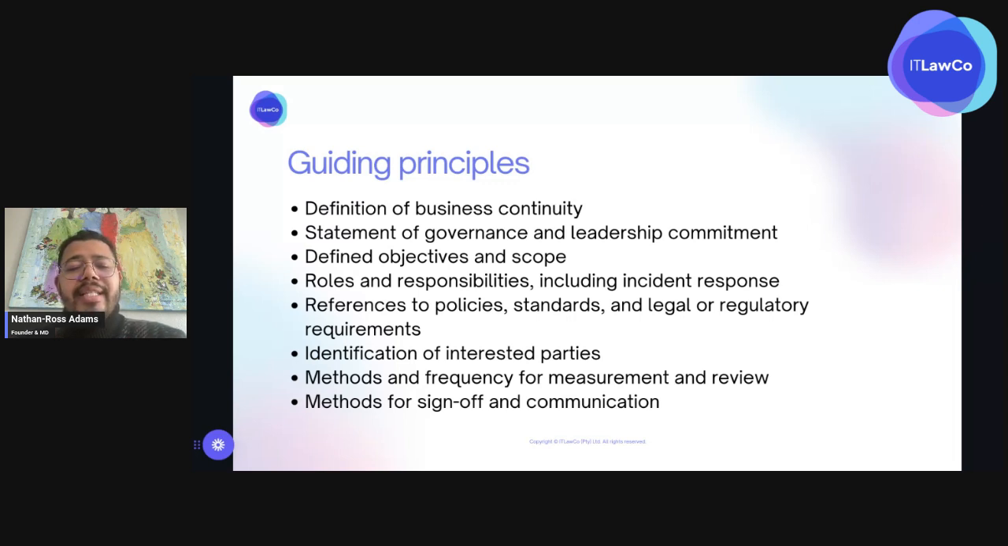Then there are often related policy standards and legal regulatory requirements regarding business continuity. They are the incident response policy. They may include your ICT governance policy and various other policies. And so they need to be referred to and reviewed together to ensure that they're aligned and to remove items that are not necessary. They also need to identify interested parties, so your stakeholders that would be impacted by the policy, and your methods, so how you will measure the policy itself and the frequency for doing so. So are you going to review it annually, every second year, every third year? And what are the metrics for measuring success of the policy? And then the methods you're adopting for sign-off and comms.